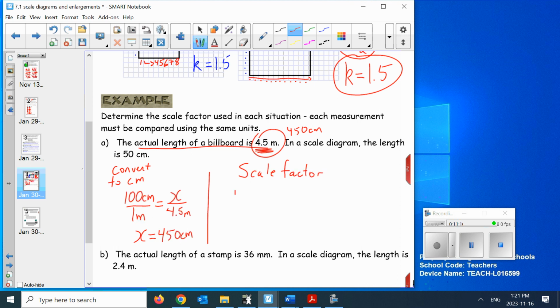Okay, we're going to use the letter K. You can make yours a handwritten K. You can make yours a printed K. I use a small K. So the actual one is the 450. And the diagram one is 50. You notice that we have matching units?